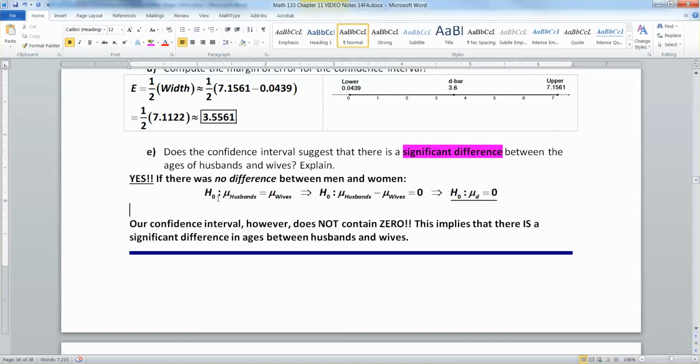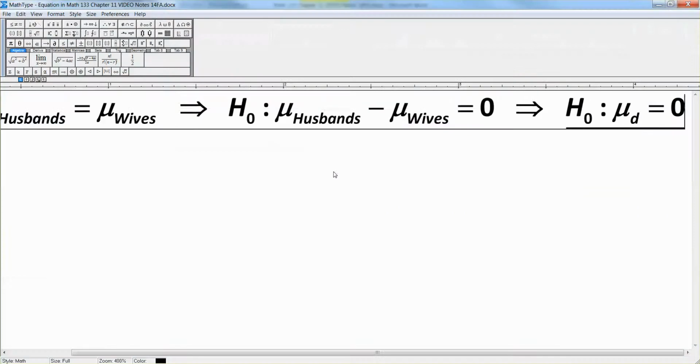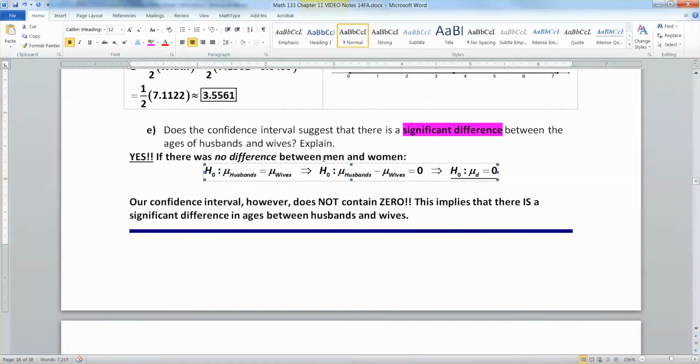If there was no difference between husbands and wives in ages, between husbands and their wives, I should say. It doesn't really mean much if it's somebody else who you're not married to at all, right? Then that would mean that the two of them are equal to each other. And that means when you subtract, you're going to get 0, right? If they're equal, if one's 40 and the other's 40, you subtract, you get 0.